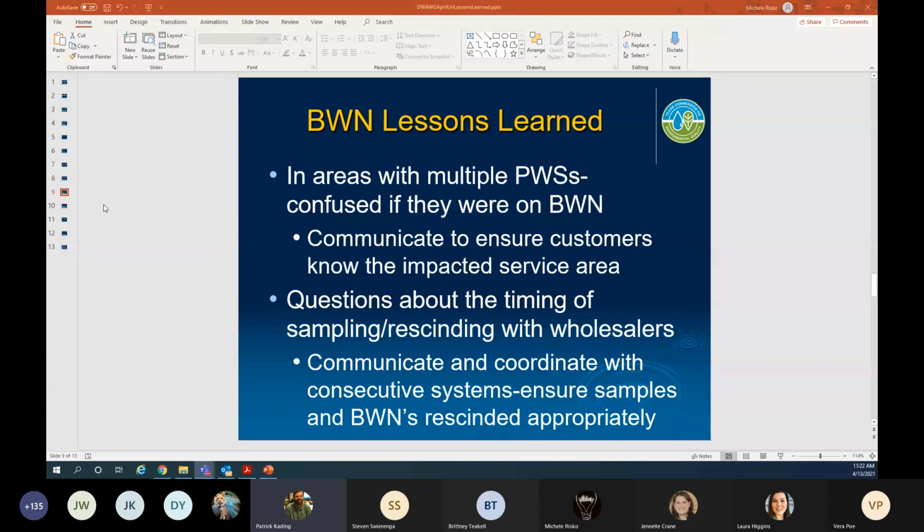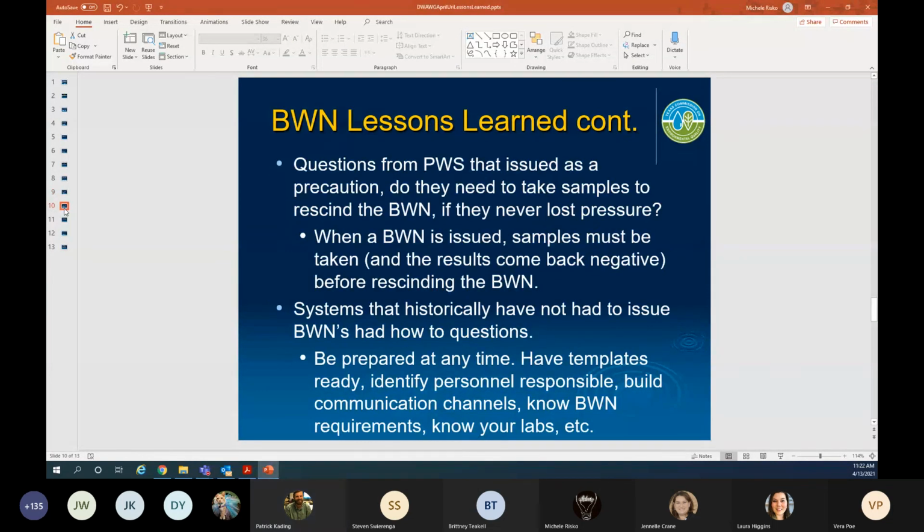All right, next slide. We also had questions about, we issued a boil water notice as a precaution, but we never lost pressure. Do we still have to take the bacteriological samples to rescind the boil water notice? And the answer is, whenever a boil water notice is issued, regardless of whether the situation that normally requires a boil water notice happened, for example loss of pressure, samples must be taken. Those samples must come back negative before rescinding the boil water notice.